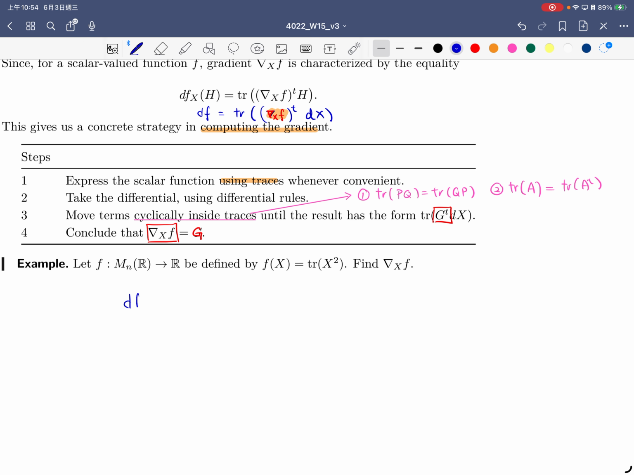So df, then of course, will be d of trace of x squared. And one very nice property about the differential operator and trace is that they commute, okay? So it's the same as trace of d of x squared. X squared is x times x. So I'm just using the fact that trace and differential are commuting.